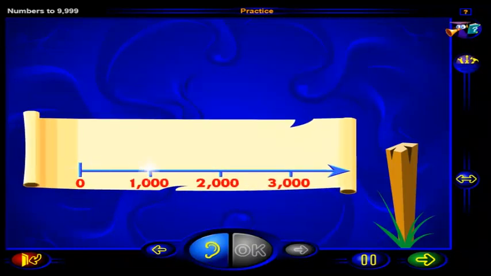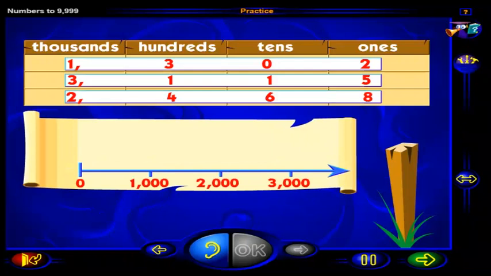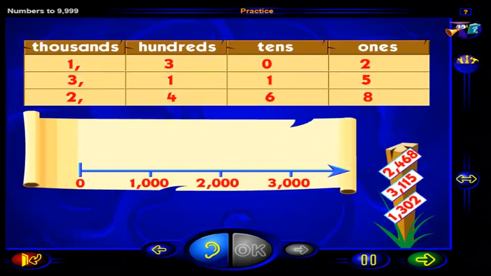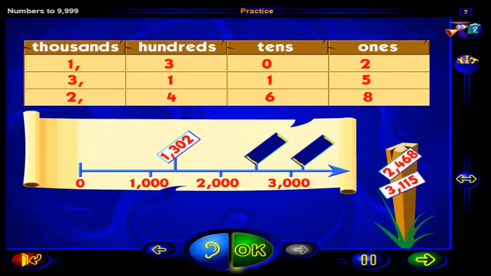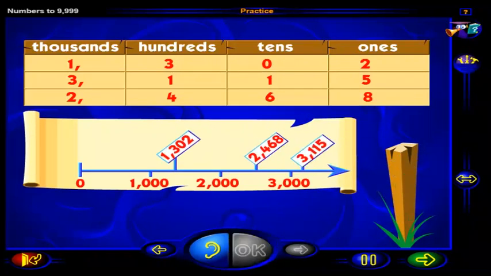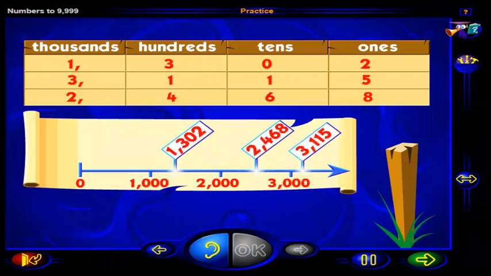About where on the number line would you find these numbers? Drag a number here, here, and here. When you're done, click OK. That's it. These numbers go about here, here, and here on the number line.